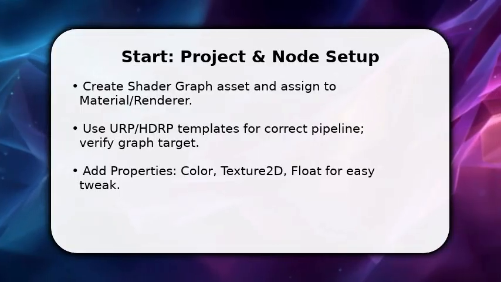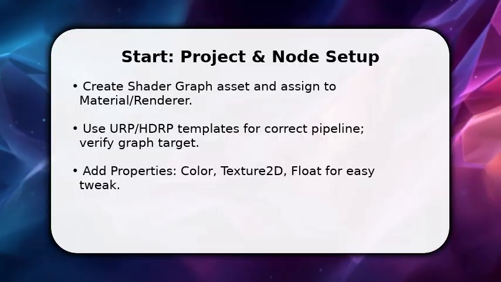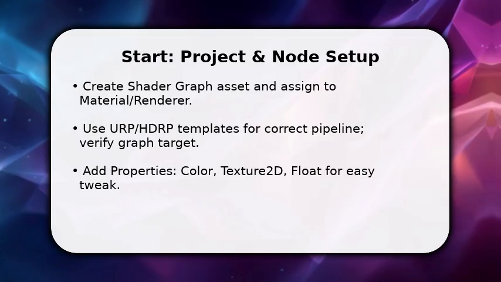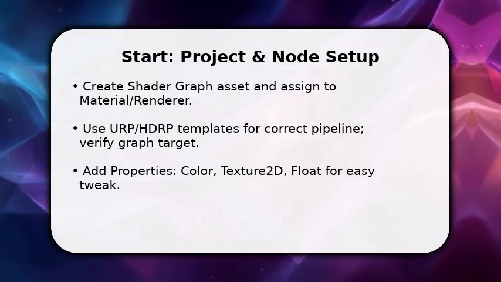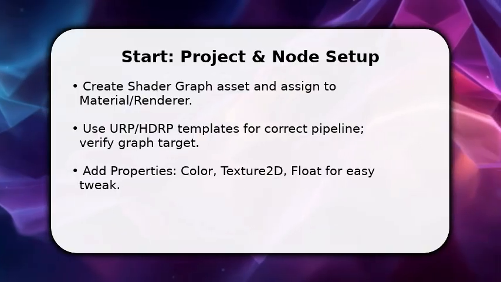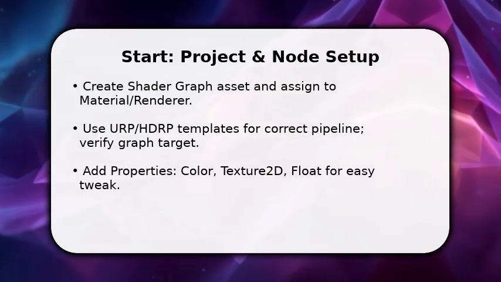You begin by creating a shader graph asset and immediately assign it to the material used by your object so you can see live feedback. Make sure your project uses the correct render pipeline, URP or HDRP, since targets differ, otherwise nodes won't compile.